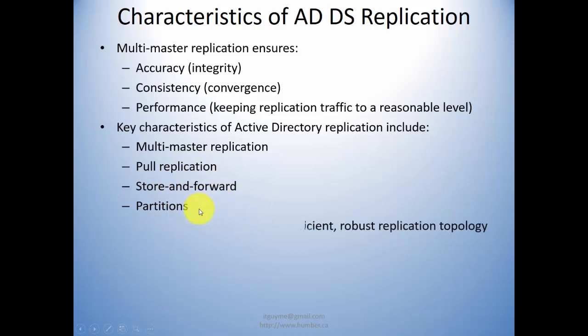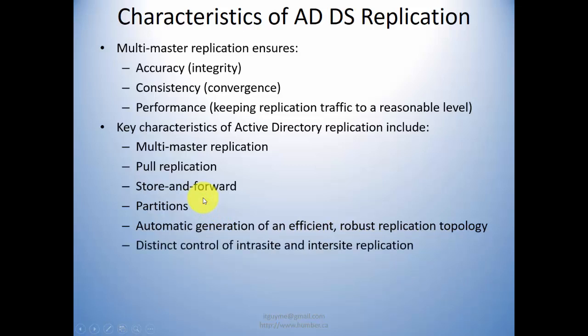And the partitions, we just know that there are partitions, and whichever partition has an update is supposed to send those updates, and not all partitions every time have to send their updates. Automatic generation of an efficient, robust replication topology. Okay, there is automatic generation. We're going to see how much automated that is.